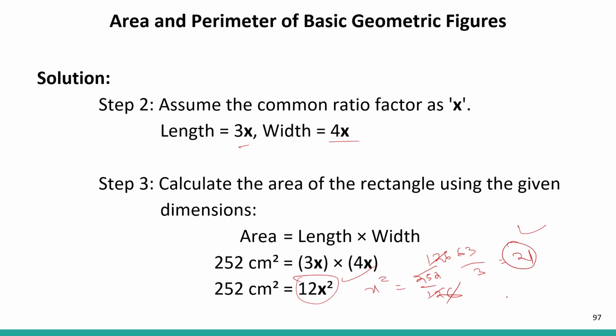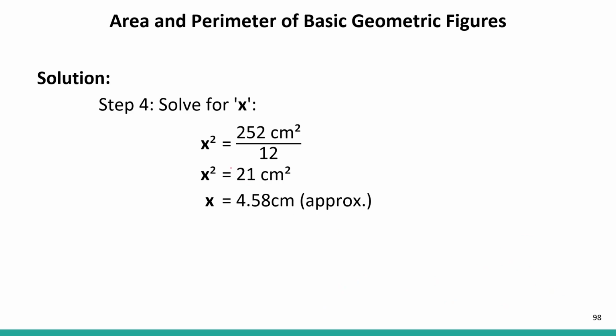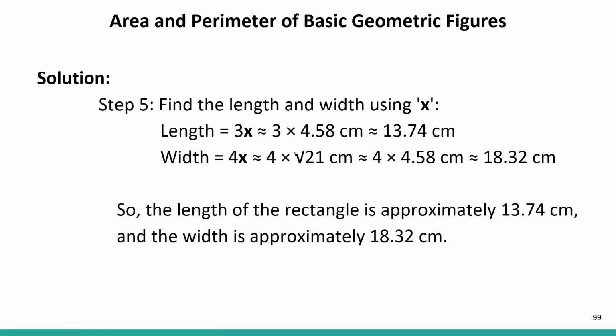Okay, so if x square is equal to this much, x will be the square root of 21. So x will be equal to 4.58 centimeter approximately. So the final step is, how can we evaluate 3x? By multiplying 4.58 with 3. And how can we evaluate 4x? That is 4 into square root of 21, that is equal to 18.32 centimeter.